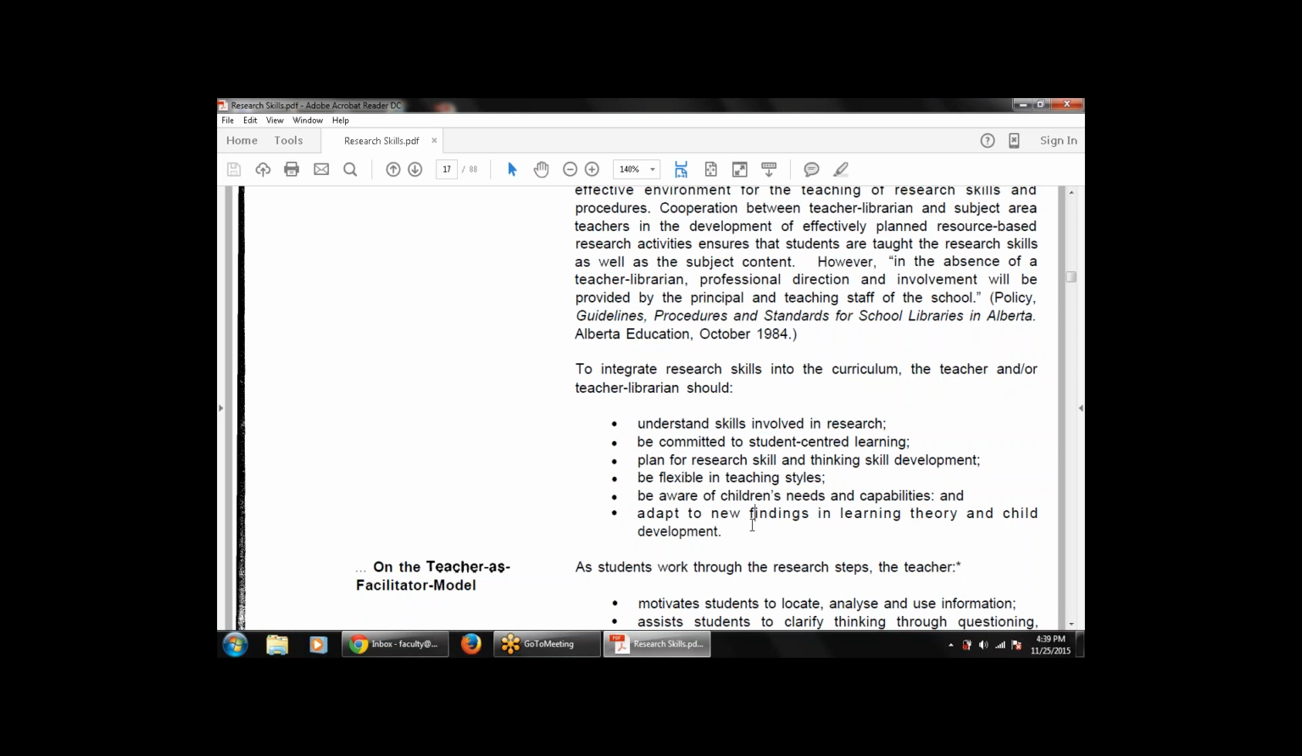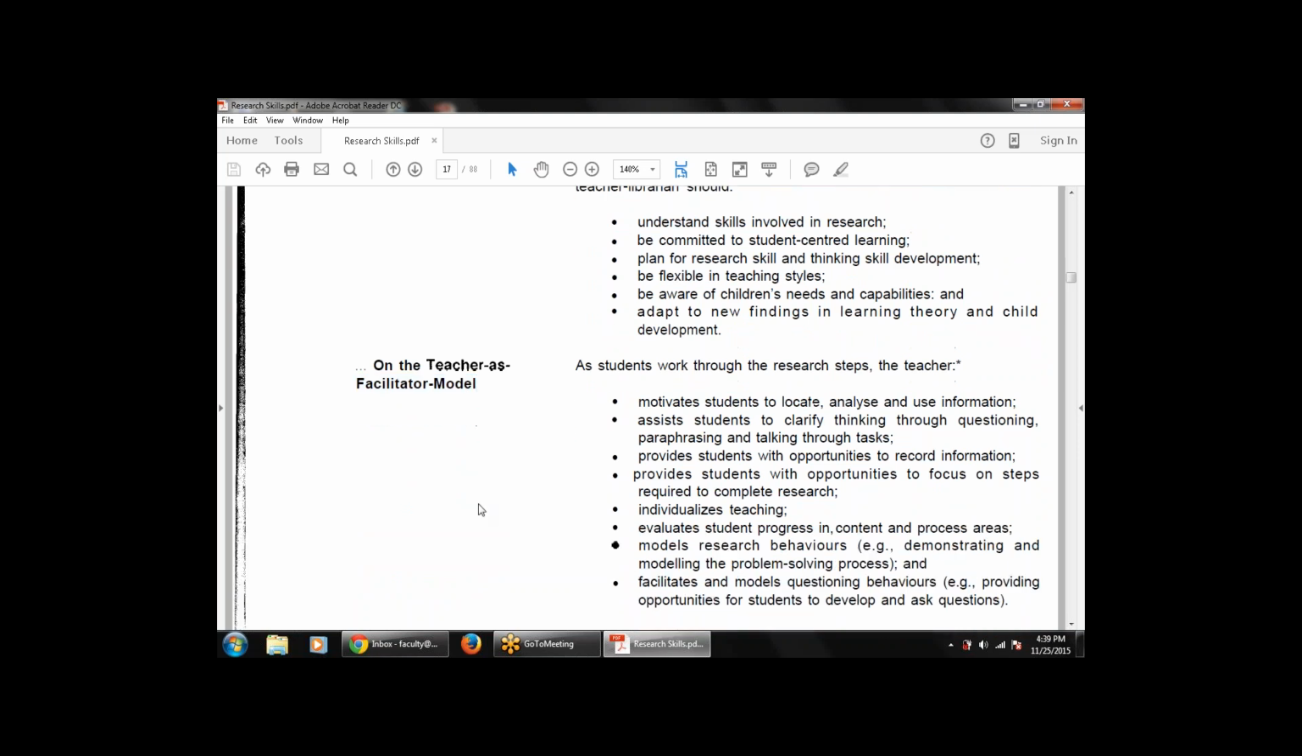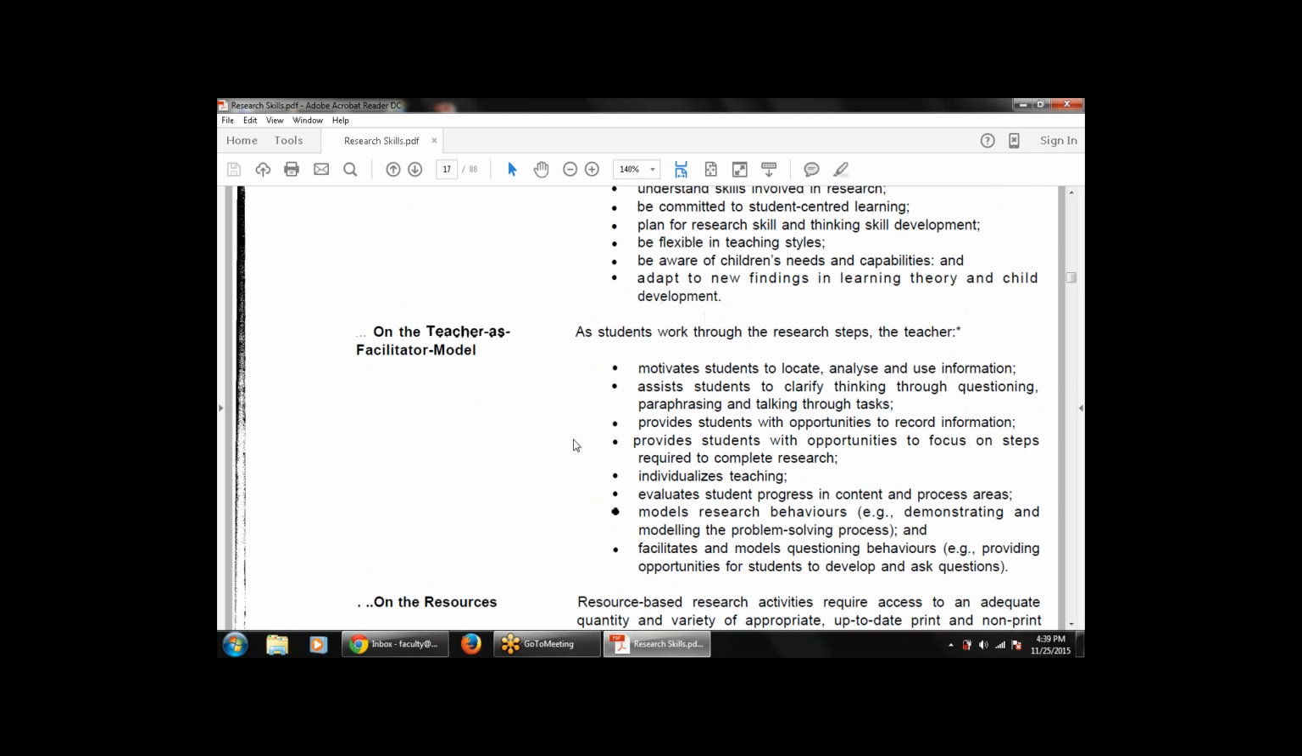Now, what is the focus on the teacher as a facilitator model? That is, how will the teacher be a facilitator that facilitates the student? That is what is to be done. That is the main part of the focus on the teacher as a facilitator model. So next is the focus on the teacher as a facilitator.